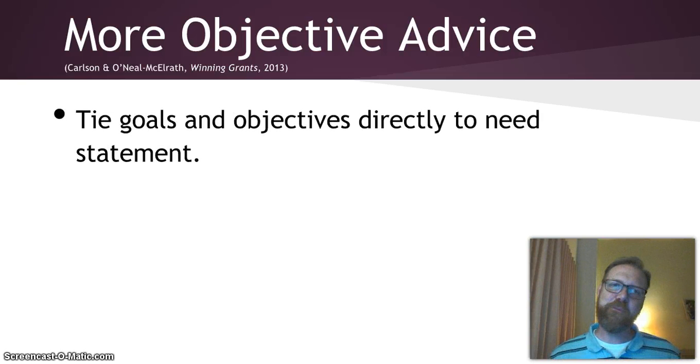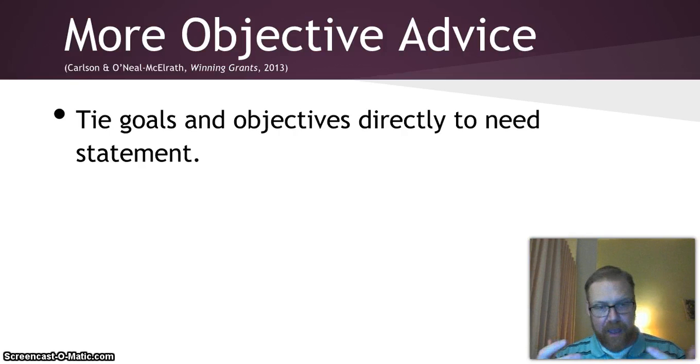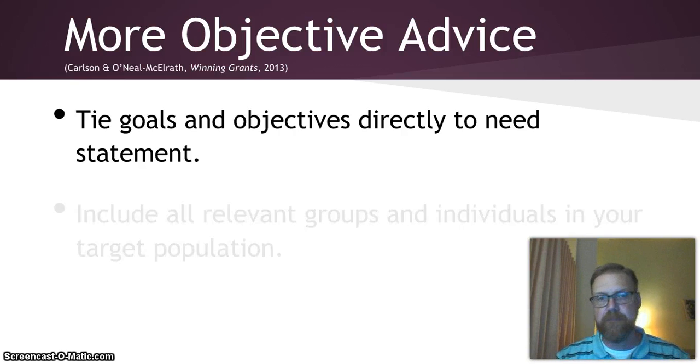So let me give you a little more objective advice. Get it? Double play on the word there. Okay. One is I'd like for you to tie your goals and objectives directly to your needs statement, directly to what you say the need is for your innovation. Remember, they have to be linked. They have to be tied together.